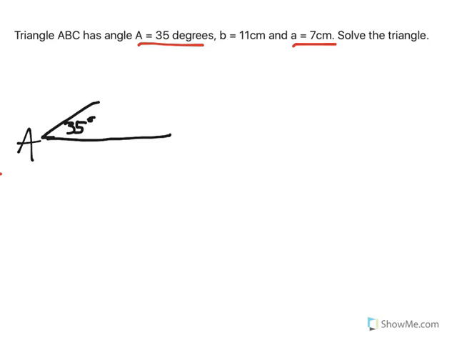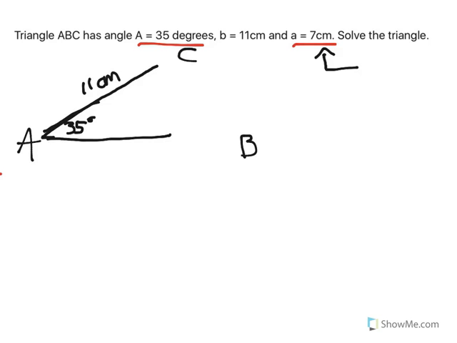Now, I've also got a side that's opposite this angle, so I know that's going to be over to the right. And I'm going to make my other side this one right here. So that's 11 centimeters. So that'll be B, which means this will be angle B over here, and this will be angle C over here. The key that gives away this might be ambiguous is that the opposite side is shorter than 11. So I'm going to show you two ways that this triangle can be drawn.